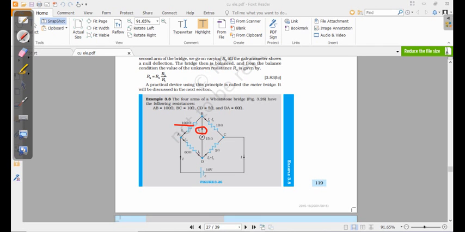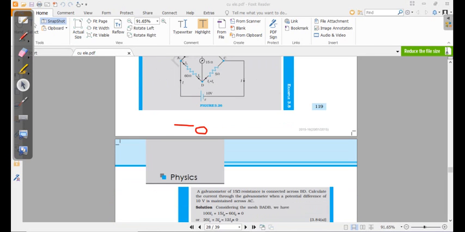Okay, again the idea is the same. Apply Kirchhoff's voltage law. Okay, now I'll briefly tell you the loop equation. Look, it's short. Let's see.